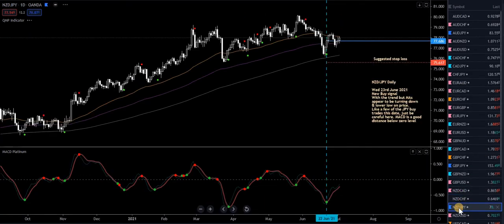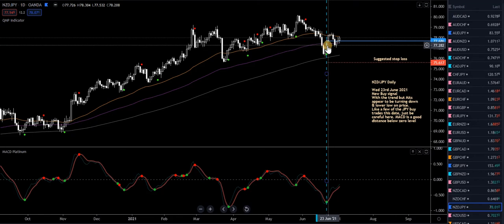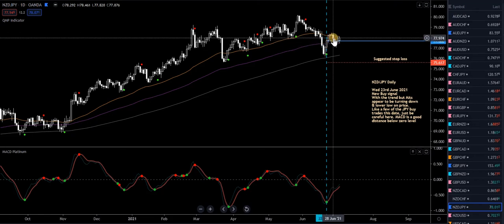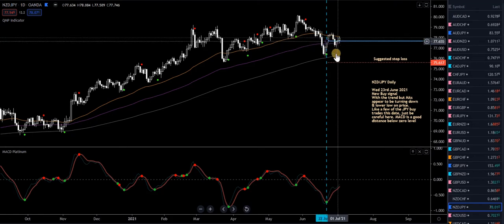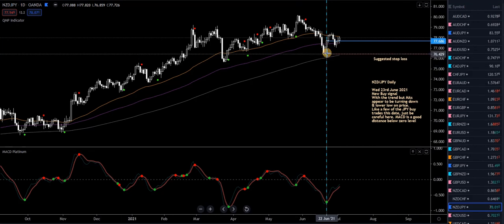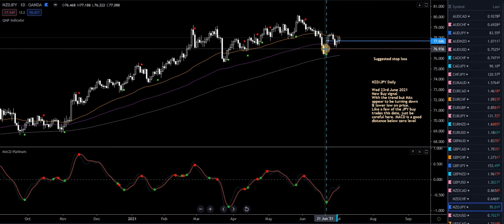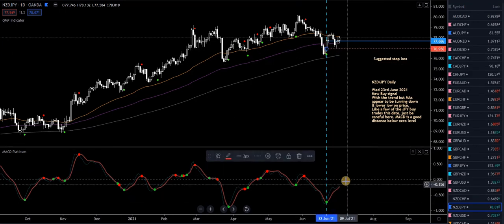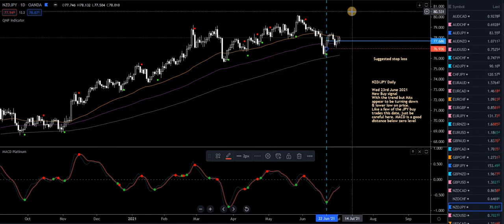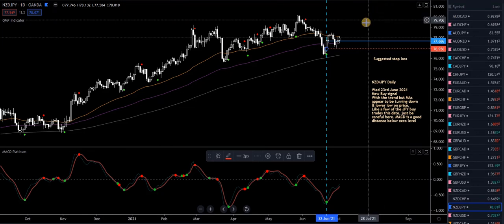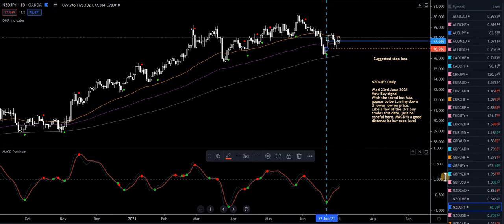New Zealand Japanese yen buy trade went initially in my favour, then back down and up again. Look, you could probably bring the stop up here. That's probably the smart thing to do. Below that most recent low, still a bit of distance on the MACD Platinum. But yeah, bring it up there. Now it's heading in the right direction. Yeah, hopefully it'll continue on up there.